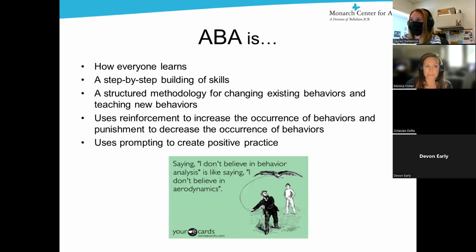So just to start off with, applied behavior analysis is how everyone learns. Behavior analysis has been around for years. It's rooted in behavioral psychology. It's how everyone learns. It's how we put skills together and build upon them and learn. It's used to change existing behaviors and then also to teach new behaviors. It uses the principle of reinforcement to increase the occurrence of behavior, and then the principle of punishment to decrease the occurrence of behavior. We use prompting to create positive practice.